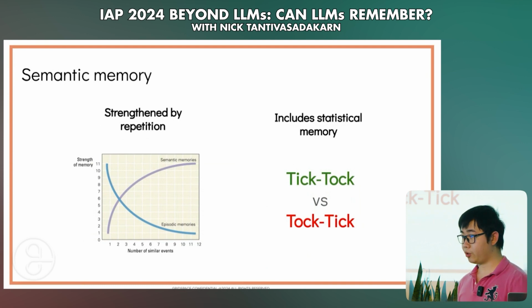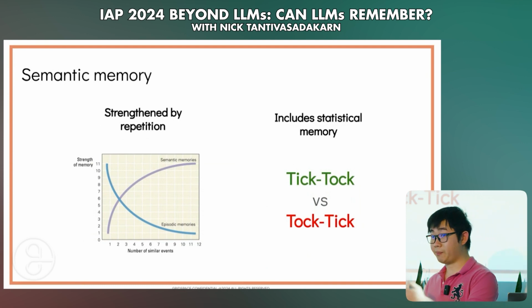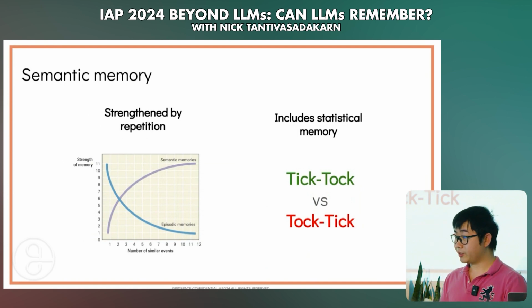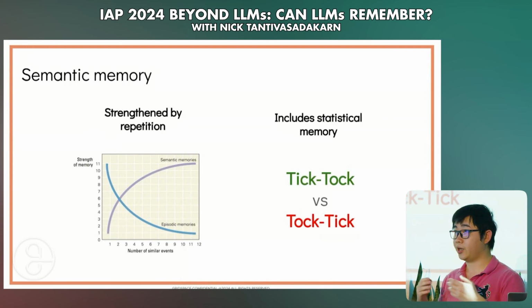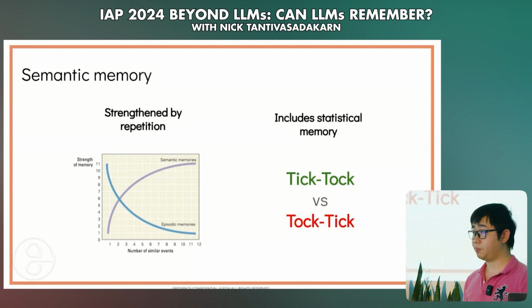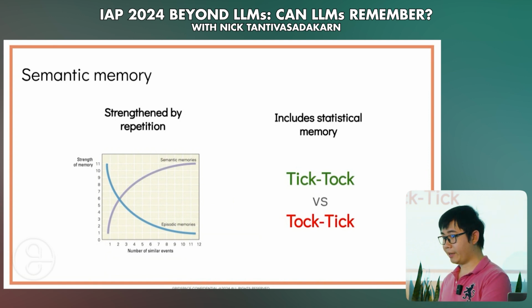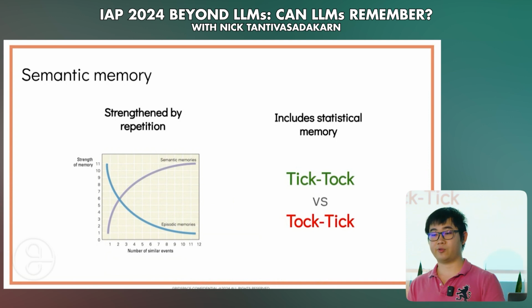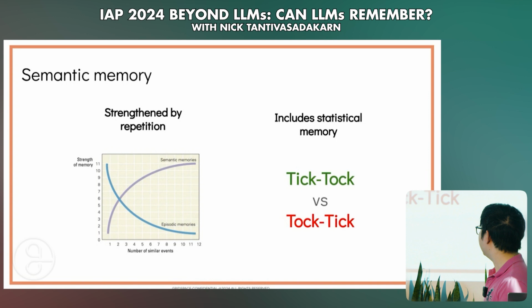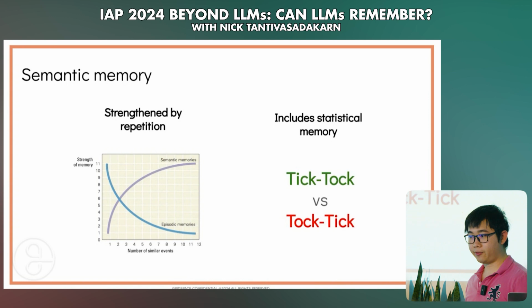Unlike episodic memory, where if you do the same things over and over again you start to lose the details, for semantic memory you start to strengthen your memory of it. In fact, some people theorize that the difference between semantic and episodic memory is that as you get more and more episodic memories about the same thing, your brain gradually removes all the context, and what you're left with is semantic memory. And finally, semantic memory can also include statistical memory, like facts about language as well as other things.